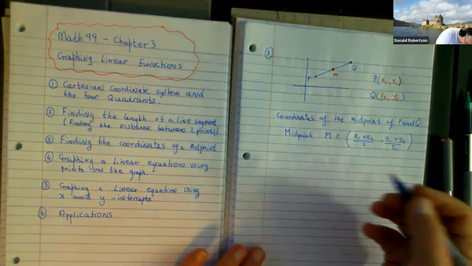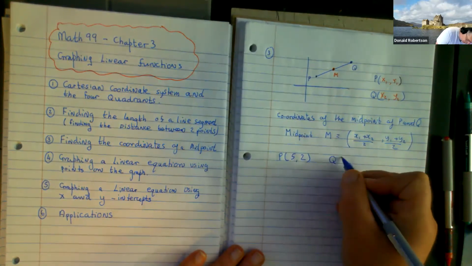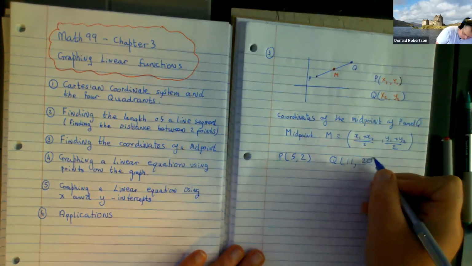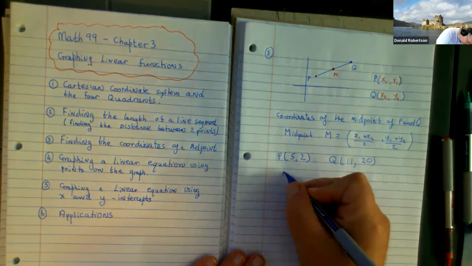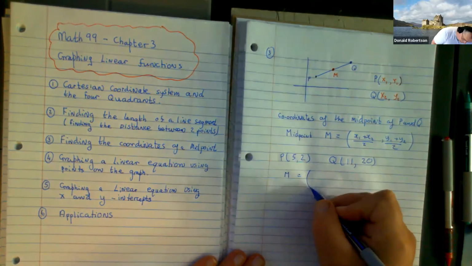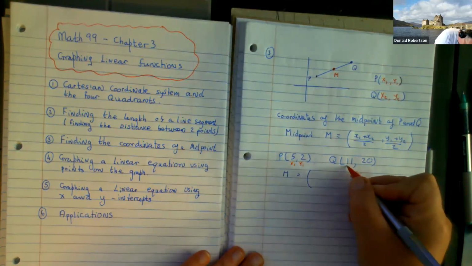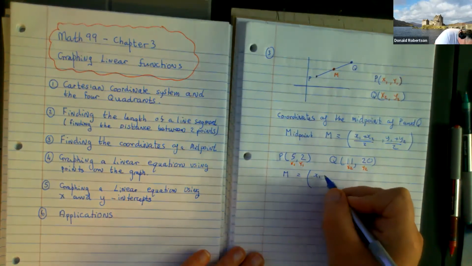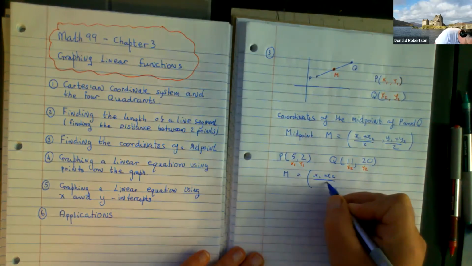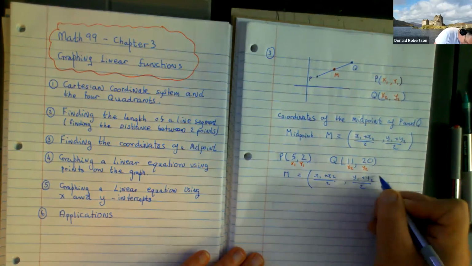So an example might be that P is the point 5, 2, and that Q is the point 11, 20. Now, I don't really want to plot those and draw them with a ruler and guesstimate where the middle is, but let's just use the midpoint formula. Then M, the midpoint, will be, let's put the labels on them. That guy is x1, y1. That guy is x2, y2. Then according to our formula, you add the x coordinates together and halve it, and you add the y coordinates together and halve it.